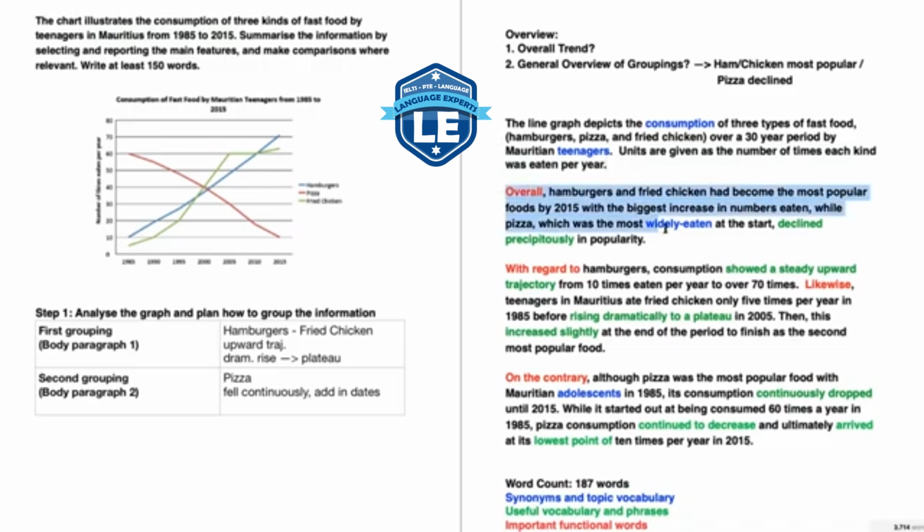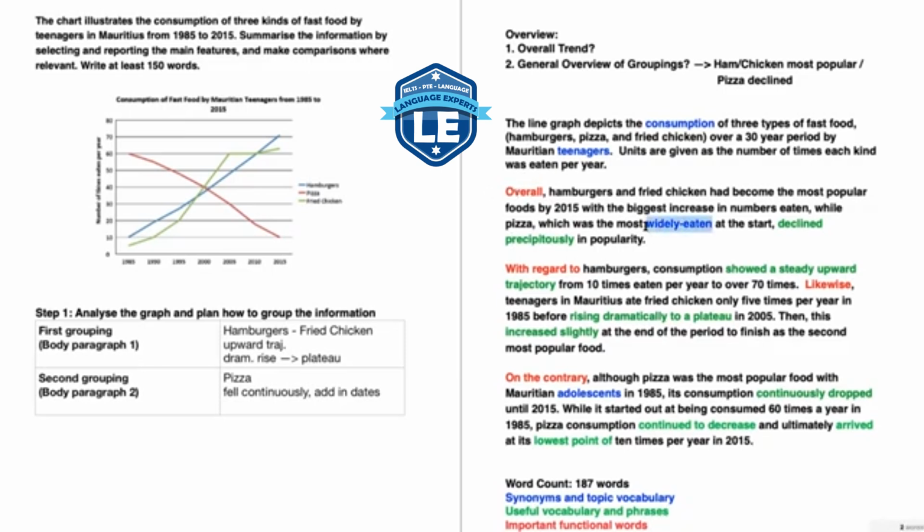Now, when we look at our overview paragraph here, again, we start with overall. Hamburgers and fried chicken had become the most popular foods by 2015, with the biggest increase in numbers eaten, while pizza, which was most widely eaten at the start, declined precipitously in popularity. So again, we are starting with our overview. So overall is a great word to use here.